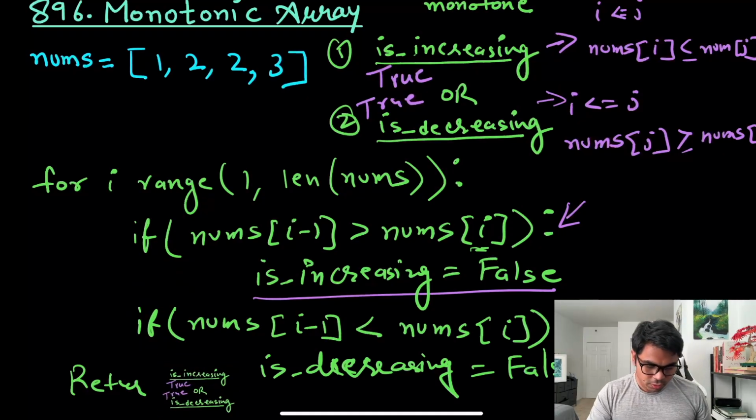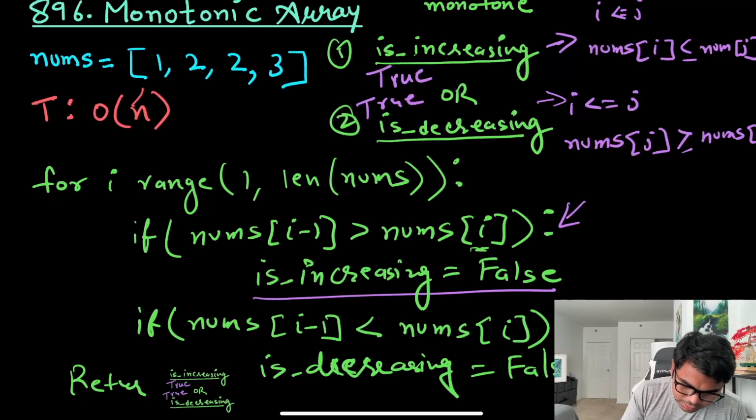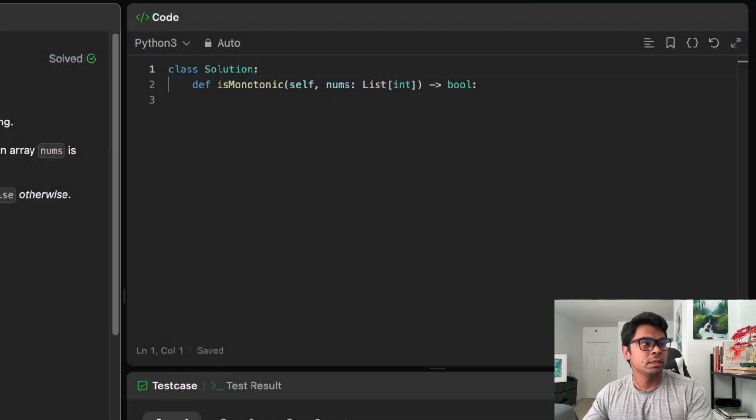Okay, so let's talk about the time and space complexity. Time complexity of this solution would be big O of n, and n is the size of nums. And space complexity will be constant, because we are using just two flags to store the boolean values. Okay, so now we can jump into the solution. Let's code it up. It's an easy solution.